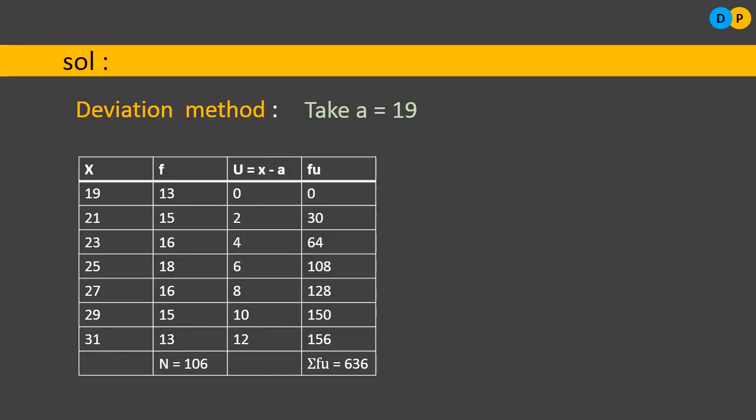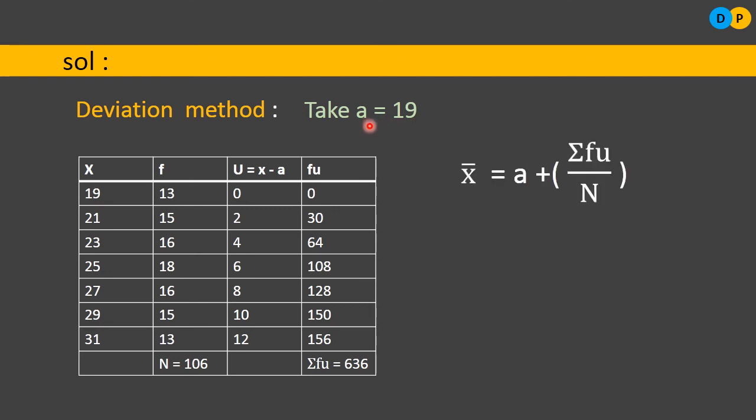Now let us solve the same problem using the deviation method. So while considering a deviation method, we need to go for an assumed mean. So out of all these x values, there are different x values, 19, 21, 23. We will choose a value as an assumed mean. Out of all these values, we will be going with the smallest value. So 19 is the smallest value. So we will consider 19 as the assumed mean. So take A is equal to 19. What is A? A is the assumed mean.